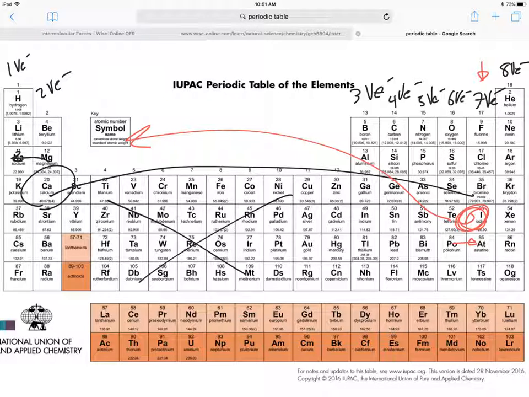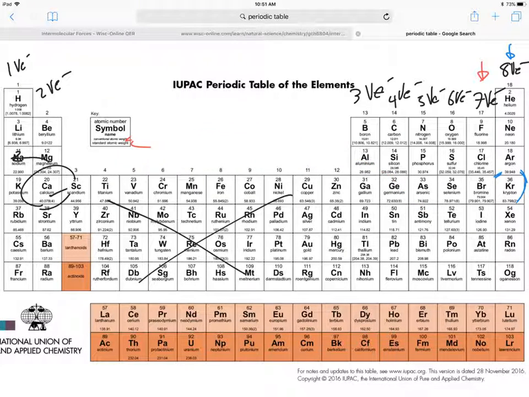And now argon is, let's see, right here. It already has 8 valence electrons. I don't know if I can clean this off, so let's see, we can get, clean all that off. Okay, all right. That's pretty good.